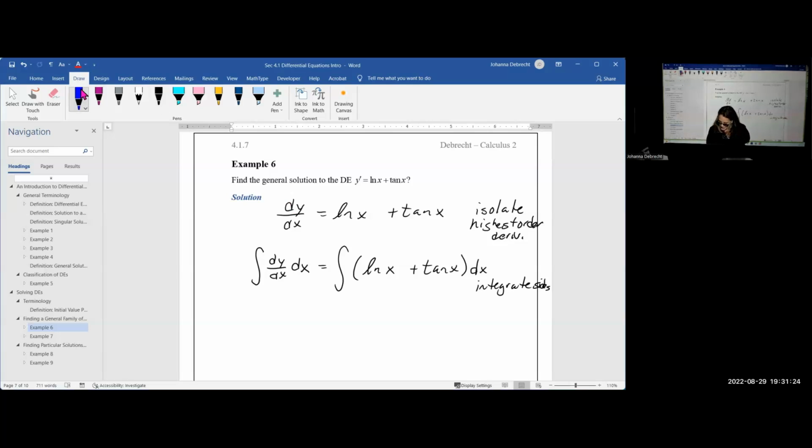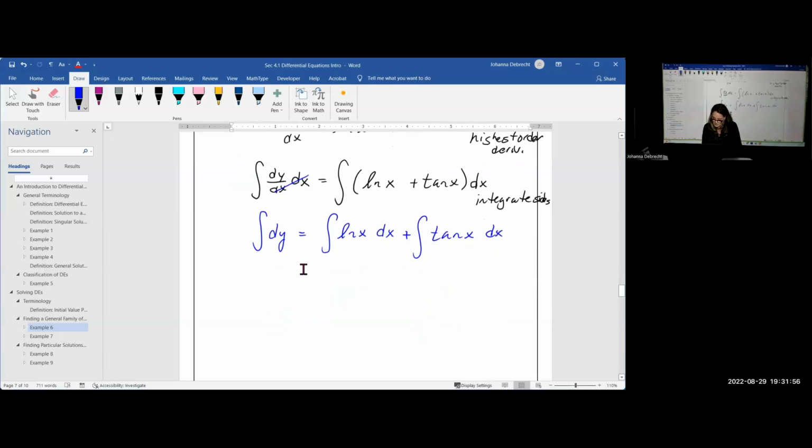I know that sounds crazy, but it does in fact work. And so you're going to get the integral of dy. On the right side, we split this into two different integrals, the integral of natural log of x dx and the integral of tangent of x dx, right? Now, when you integrate dy, you only have the differential dy now, then the variable is y. And so you should get y back, which makes sense. If I integrate y prime, I should get y. So now I have y on the left side.